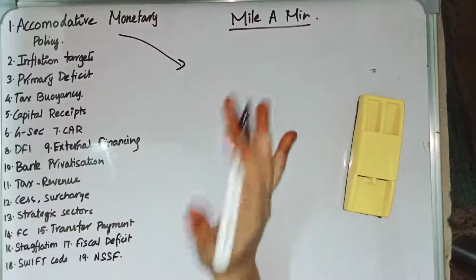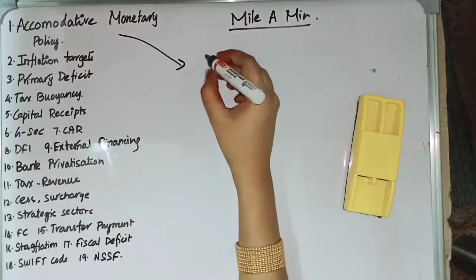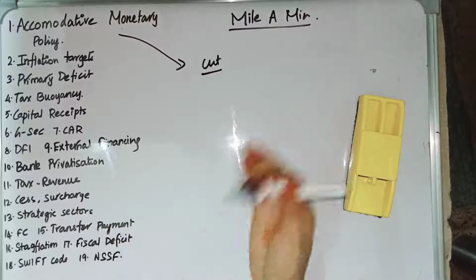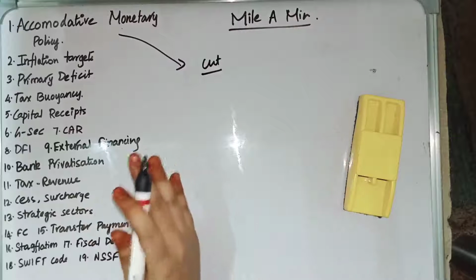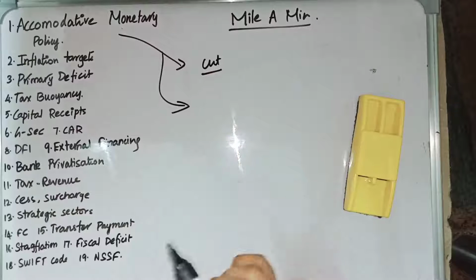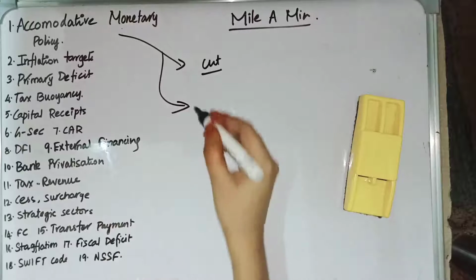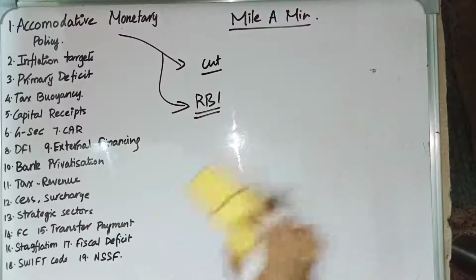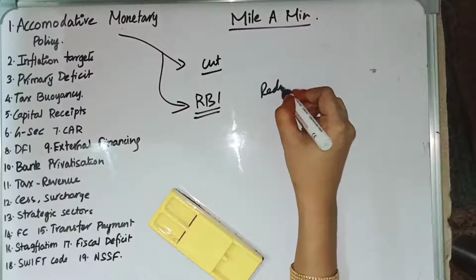Accommodative monetary policy is nothing but the central government cutting the interest rates to inject money into the financial system whenever needed. That is called accommodative monetary policy. Let me explain my point. First, the central government is going to cut the interest rates. Our central bank is RBI. RBI will reduce their repo rate.